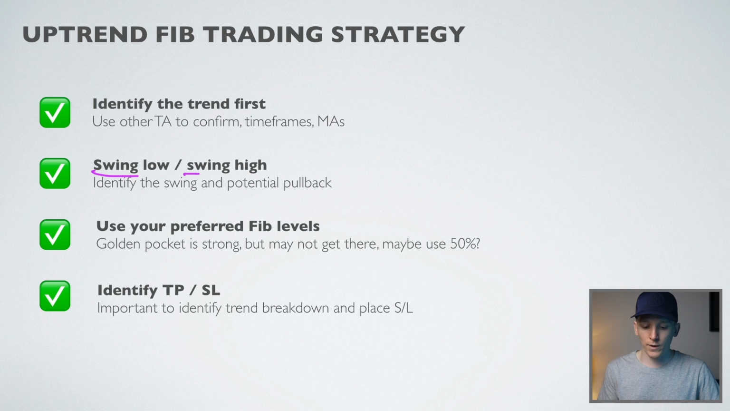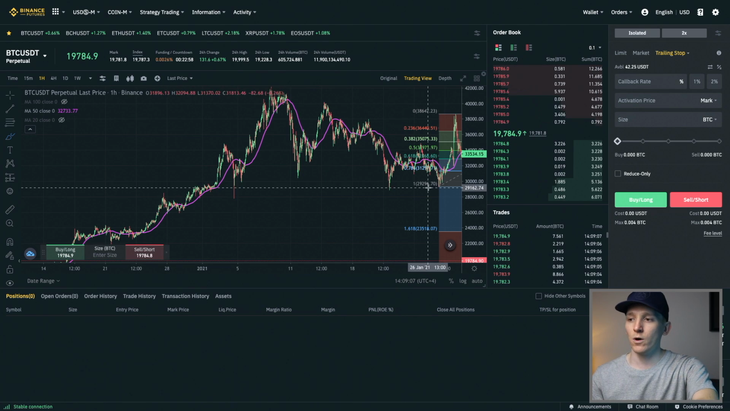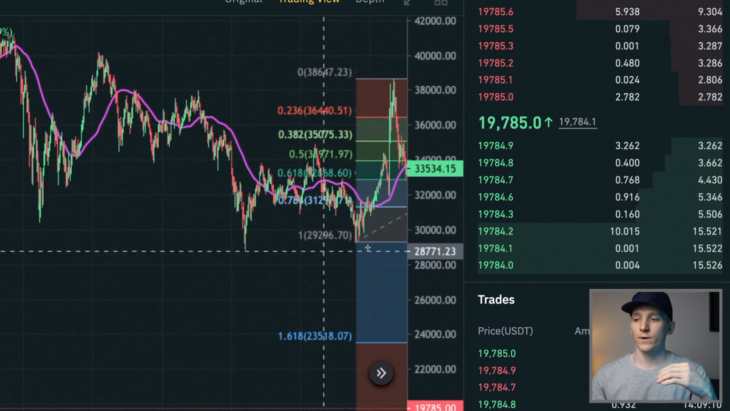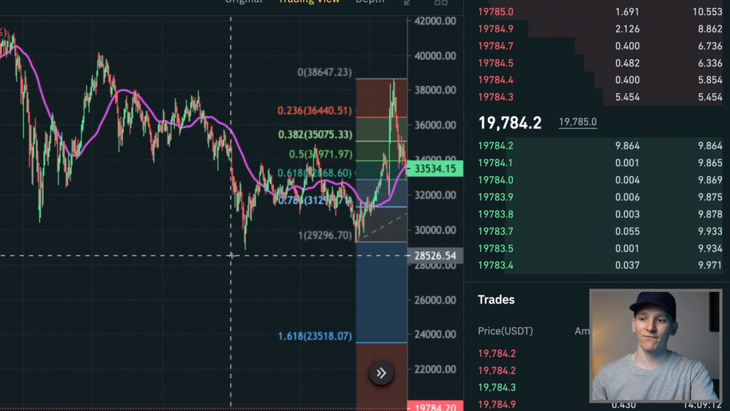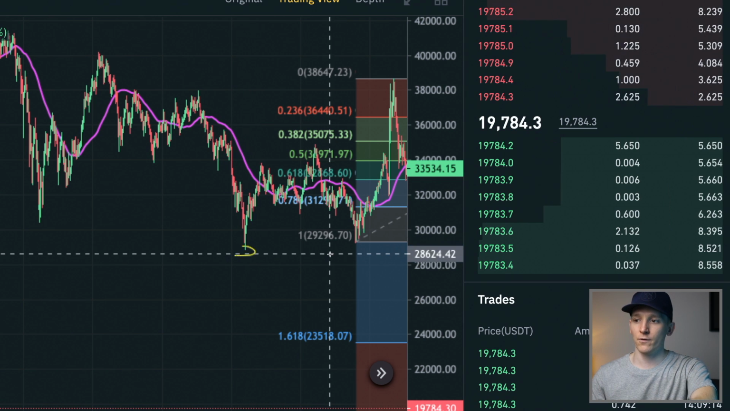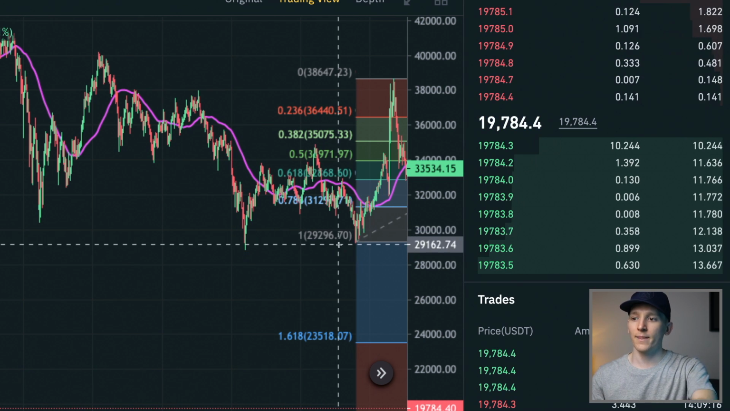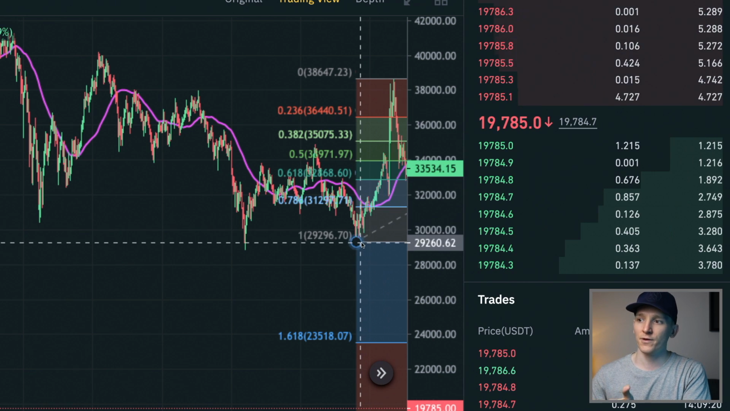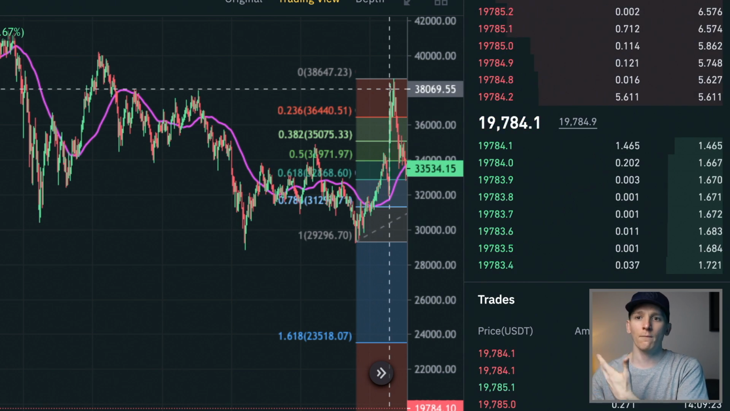Second one, swing low and swing high. Just get them on there. So in an uptrend, what we want, and you can see that right here that I placed on the chart, is we have the low, which is this very clear level here, because we've got a double bottom, so that's the low. And then we saw this huge move up, right, from 30,000 to 38,000. So it's a massive move.